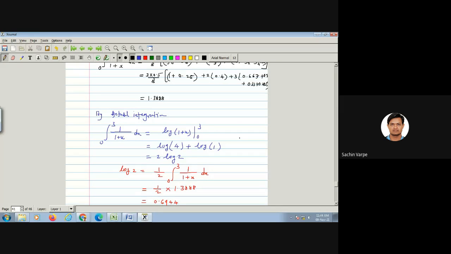So this is all about the numerical integrations. 3 techniques basically we have discussed: trapezoidal rule, then Simpson's 1/3 rule, and Simpson's 3/8 rule. All these 3 techniques are polynomial approximation, but in trapezoidal, we are approximating the given curve with a line, and in Simpson's 1/3 and 3/8, we are approximating the given curve with standard parabolas.